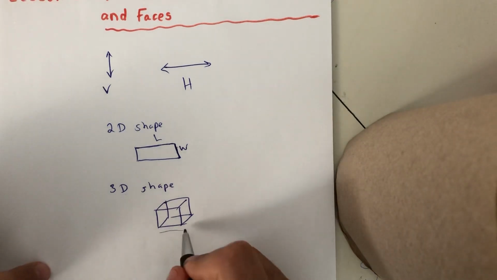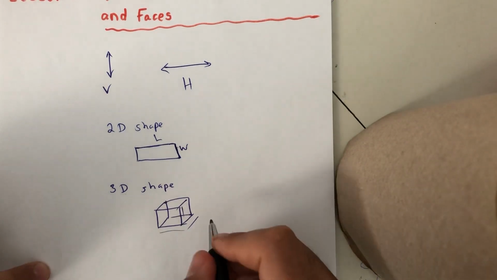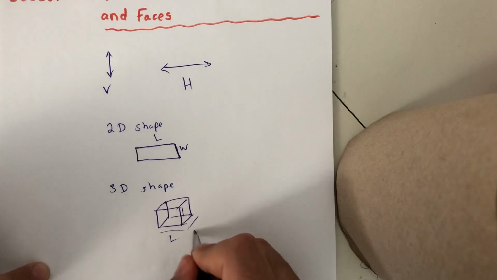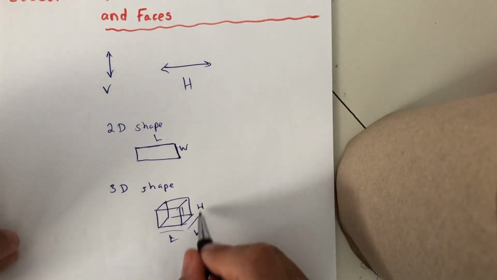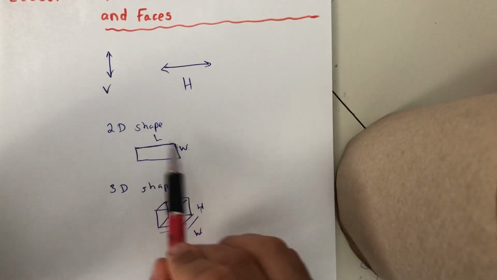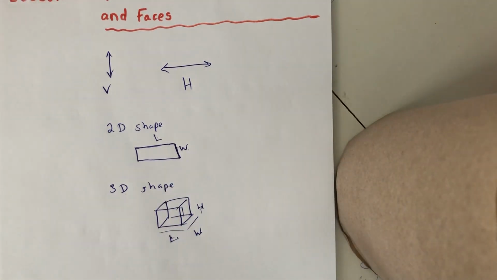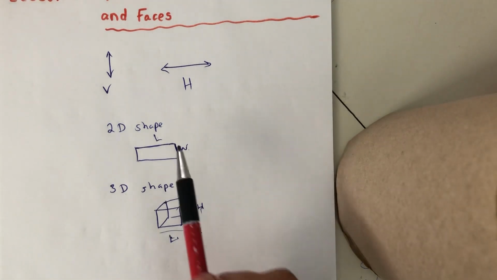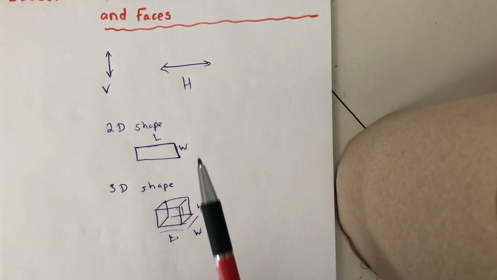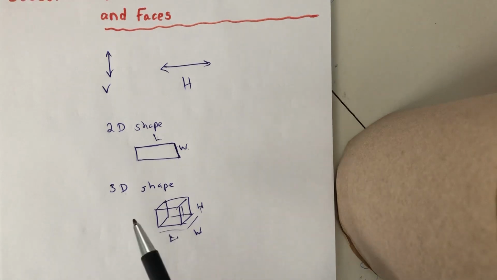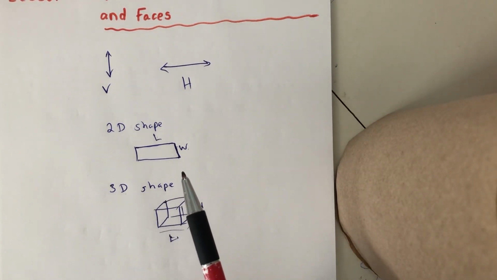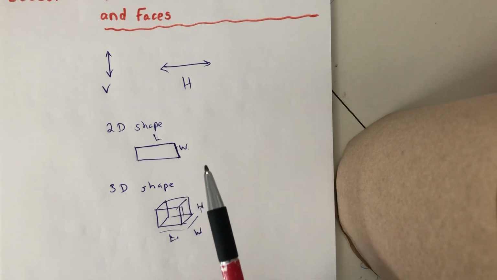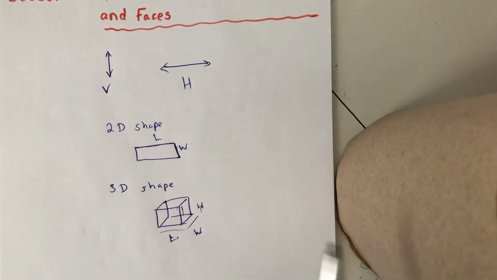It would have the length, the width, and it would also have the height. So it's 3 dimensions, whereas 2D would be a 2-dimensional shape. Some examples of 2D shapes are squares, rectangles, circles, triangles, parallelograms, trapezoids, pentagons, hexagons, octagons, ovals.